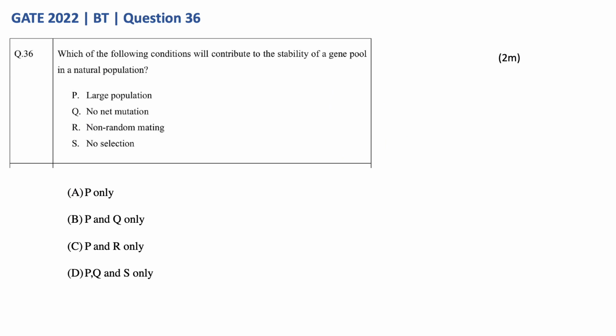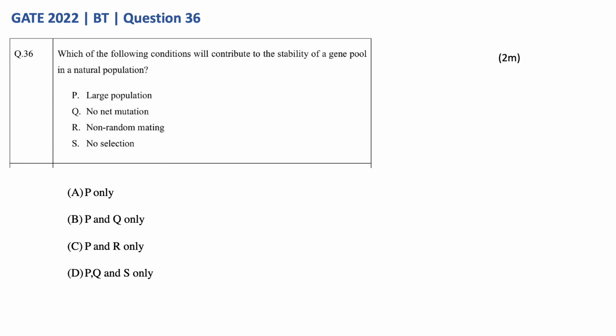Hi everybody, this video is about question 36 from GATE Biotechnology 2023 paper. The question is, which of the following conditions will contribute to the stability of a gene pool in a natural population? P. Large population, Q. No net mutation, R. Non-random mating, and S. No selection.